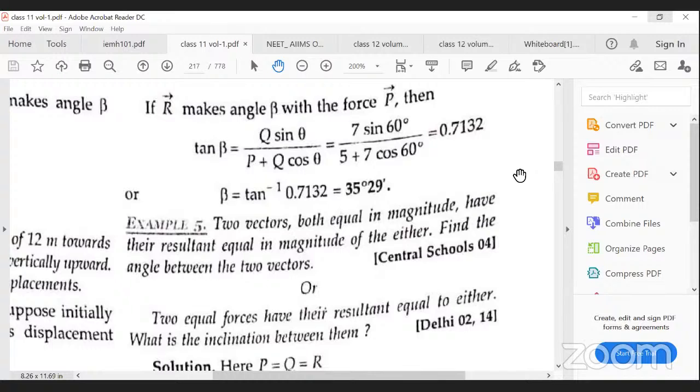Okay, so once this class is complete, we have to start your class 12. Those who really want class 12 topics can stay. We are going to discuss the current electricity today: EMF, KCL, KVL laws.